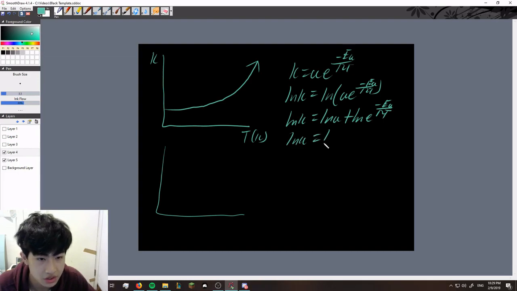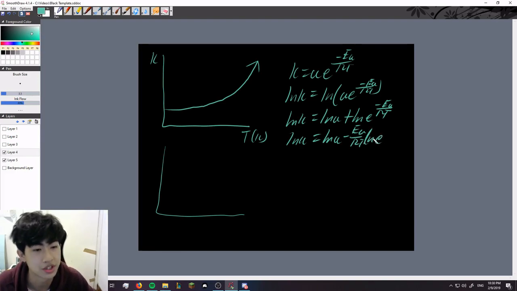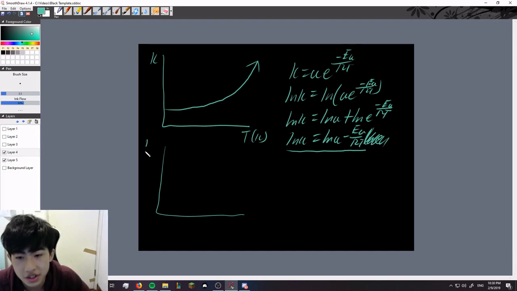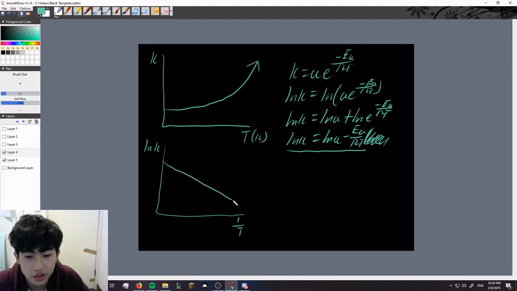More log rules equals ln A minus EA over RT. And we know ln e is just the same as 1 because e to the power 1 is equal to e. So let's cancel this out. And from this we have ln K equals ln A minus EA over RT. Now if we actually plot this ln K to 1 over temperature, you might have seen this before, we get a linear relationship, a perfectly linear relationship.